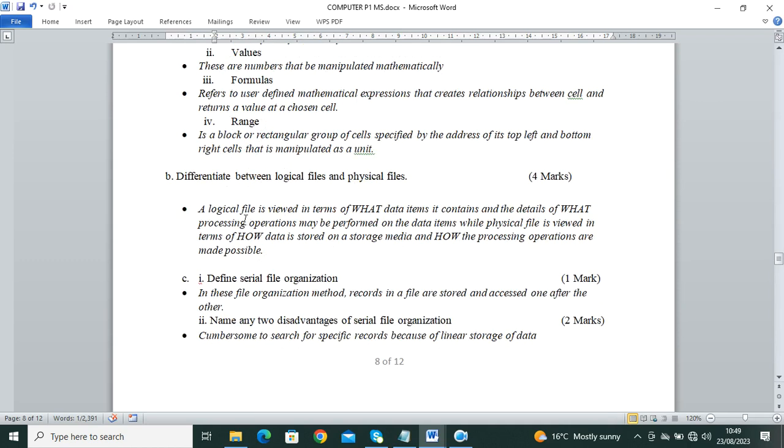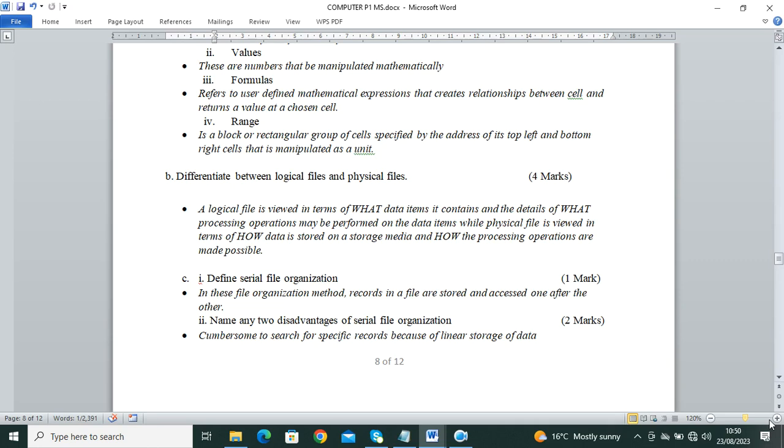Differentiate between logical files and physical files. This is the second topic of Form 3, data processing. So we have the logical file and the physical file. A logical file is viewed in terms of what data items it contains and details of what processing operations may be performed on the data items, while a physical file is viewed in terms of how data is stored on storage media and how the processing operations are made possible.